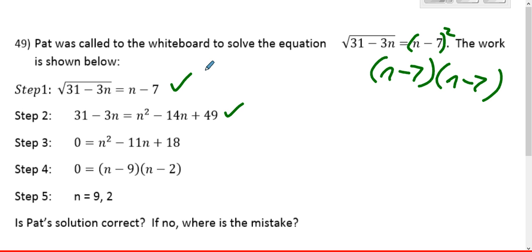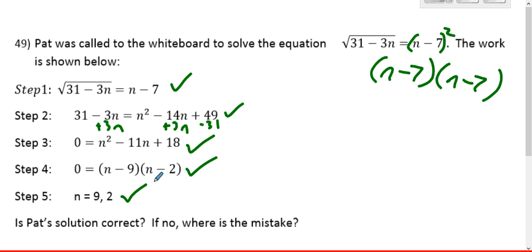Step 3, they got to move everything over. So minus 31, that is 18, plus 3n, that'd be negative 11, so that's good. Then we have to factor. Negative 9, negative 2. That's factored correctly. So we get n equals 9 and n equals 2. That's correct. Are they done?